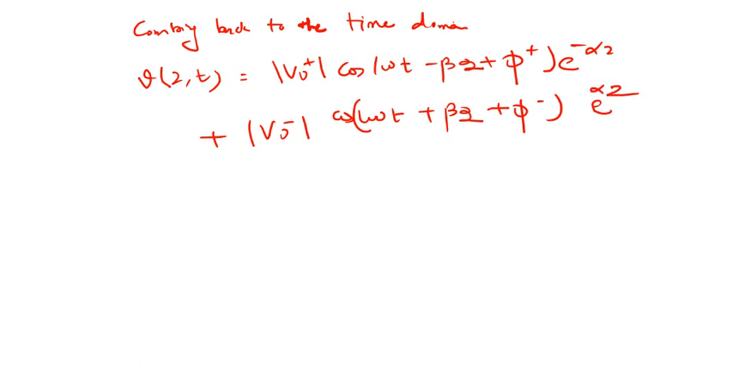So this alpha is basically your attenuation constant. Alpha is basically your attenuation constant. Okay, so gamma, the propagation constant, is equal to alpha plus j beta.